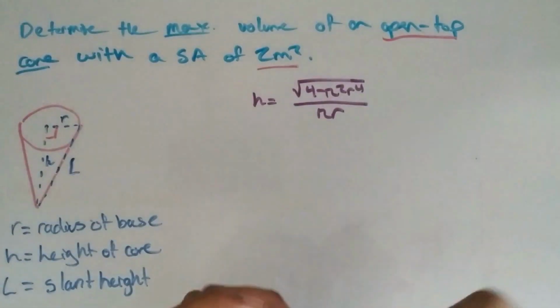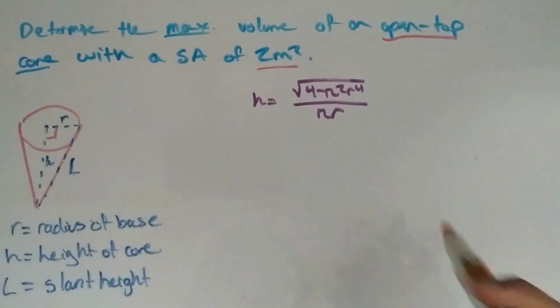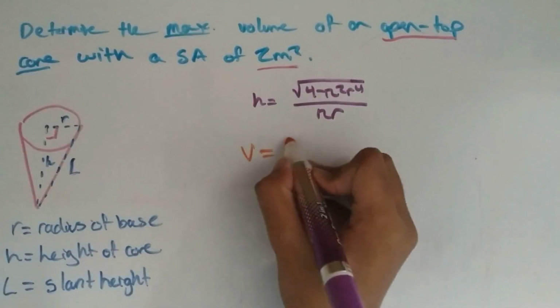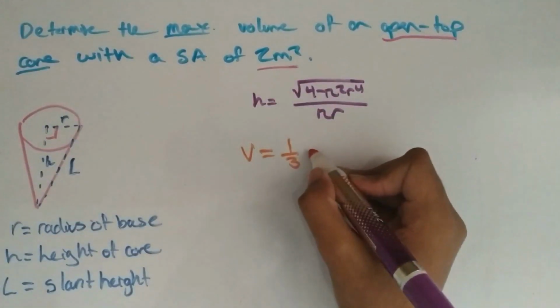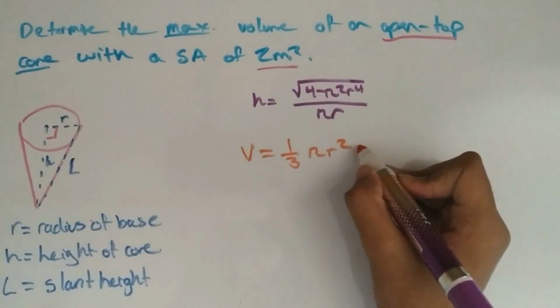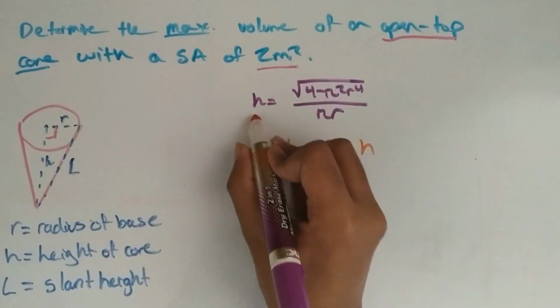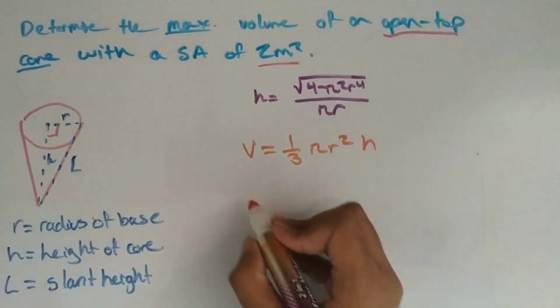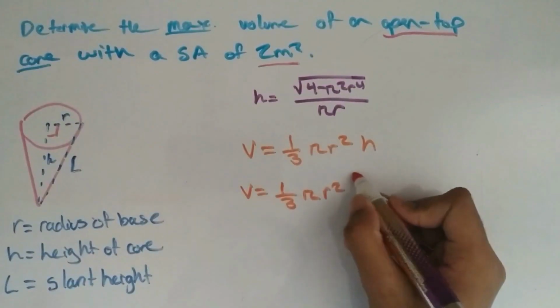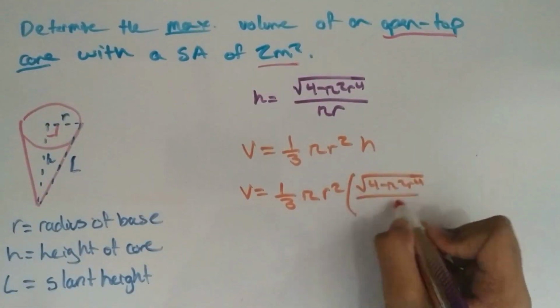And going back to the volume equation, we know that the volume is equal to 1/3 times pi r squared times h. And so this h is now going to be subbed in here. So it's going to be V equals 1/3 pi r squared times the square root of 4 minus pi squared r to the 4 over pi r.